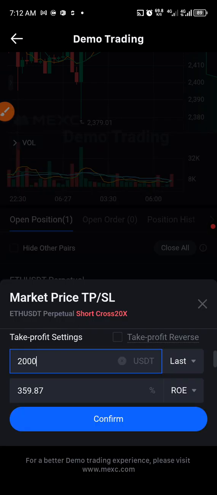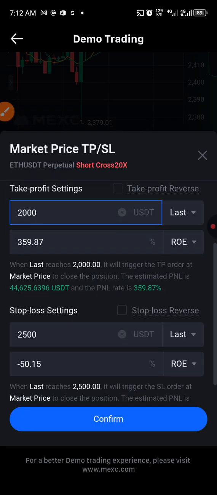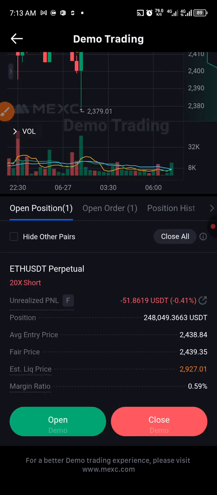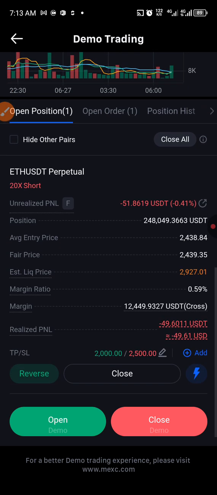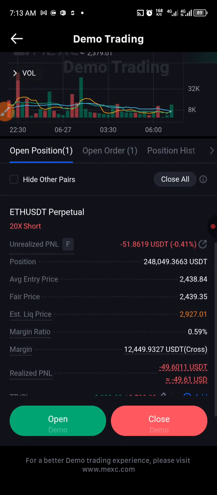Then let me put my take profit at 2,000. Okay, so it means when the price of this coin that I short gets to 2,000, it should close. With this, you can see this is my expected profit. I'll be having a profit of 44,625 USDT if it plays out well. Then all I need to do is click on confirm. Okay, then we wait and see how this plays out.